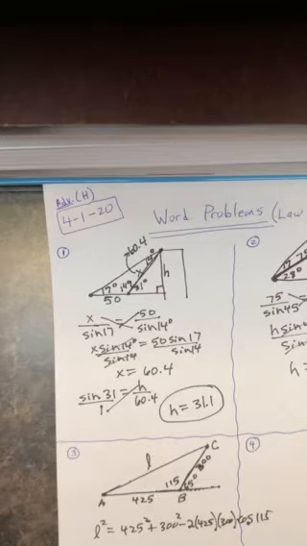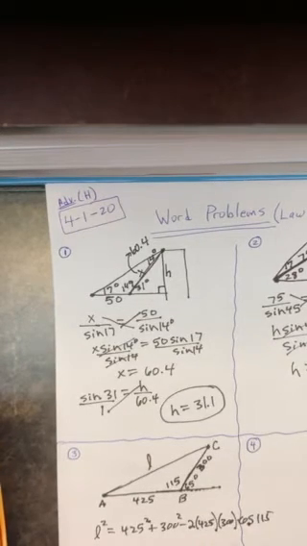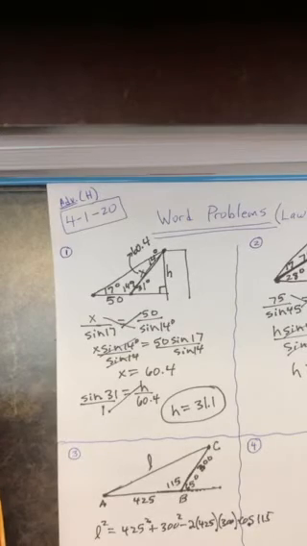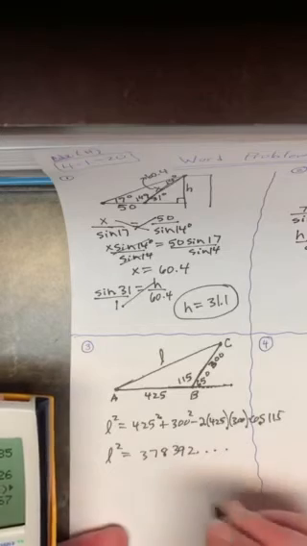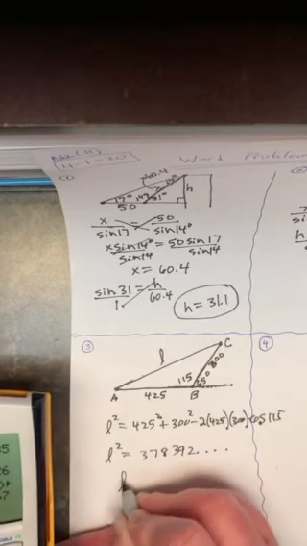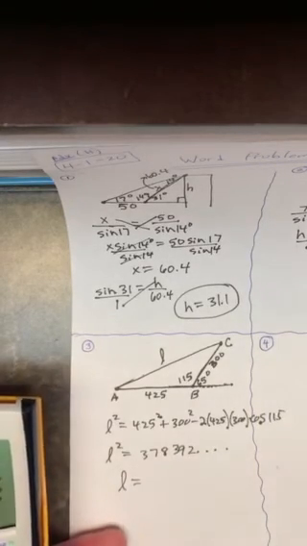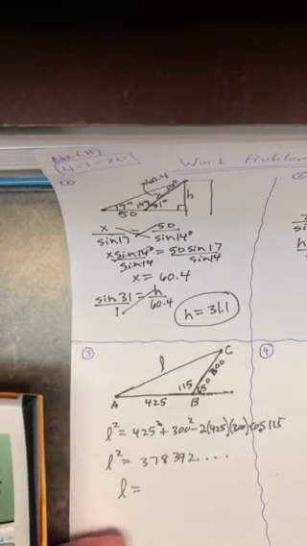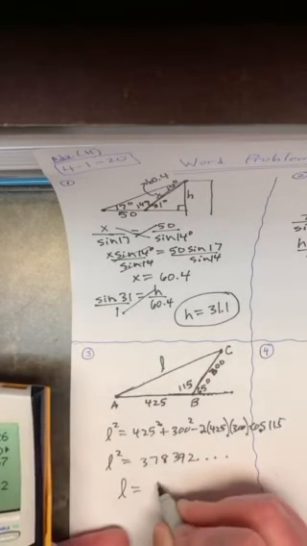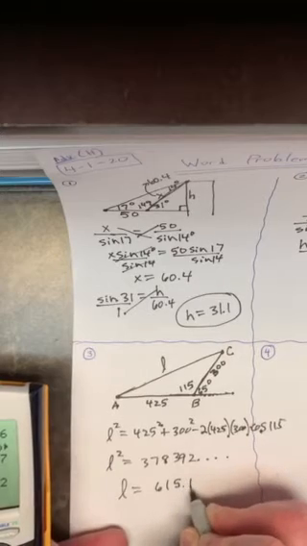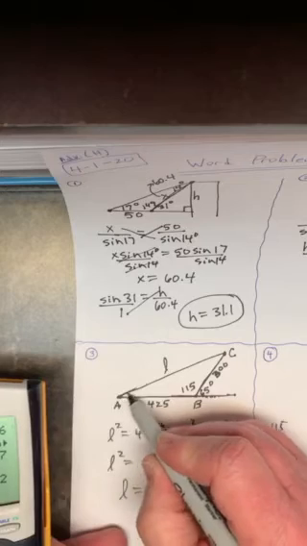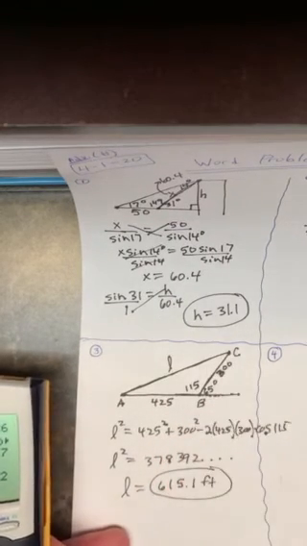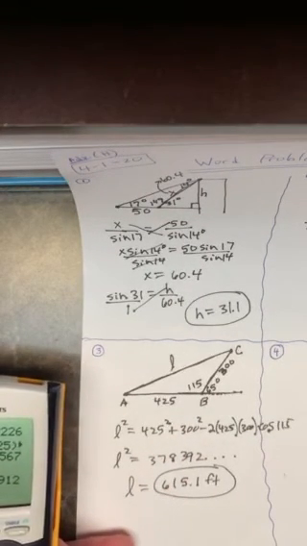I'm getting a really large number on the screen. It's like 378,392 point blah, blah, blah. Everybody agree? And then, of course, I square root both sides. So square rooting the number that's on my screen, it looks to me like I'm getting 615.1 feet. Wow, that is how long that marsh is from point A to point C.